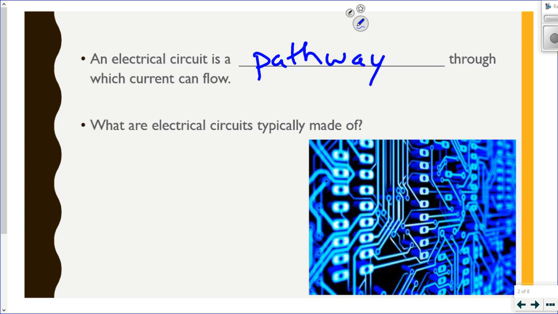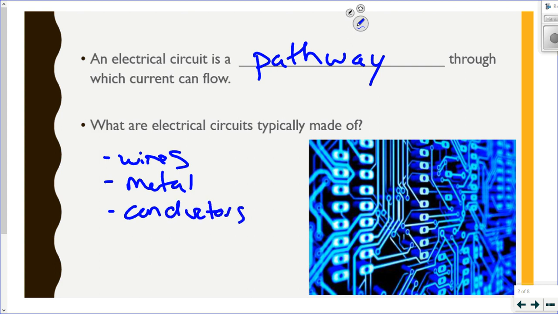So it's just providing a place, a direction that the current or those charges can flow through. We've actually made a lot of circuits already in class, but they're typically made of wires, different types of metal, different types of conductors, some type of power supply. Those things would all be right, but let's take it a step further. Let's talk about what types of things have or contain electric circuits.